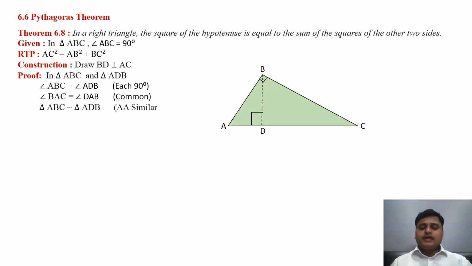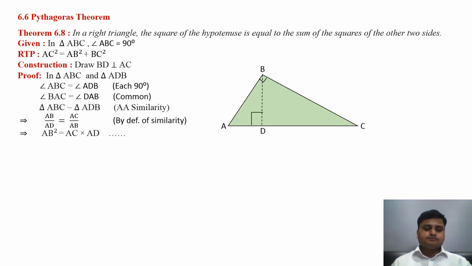Okay, and if triangles become similar, then their corresponding side ratios are in proportion by the definition of similarity, that is AB by AD is equal to AC by AB. We will write the reason: by definition of similarity. Now cross multiply it, so it will become AB square is equal to AD into AC.